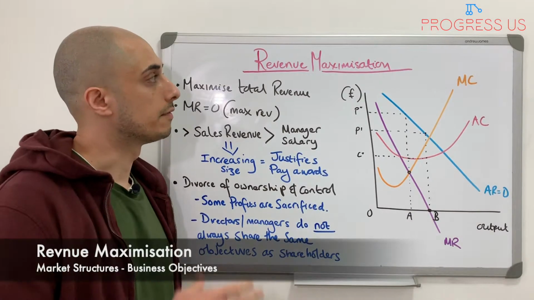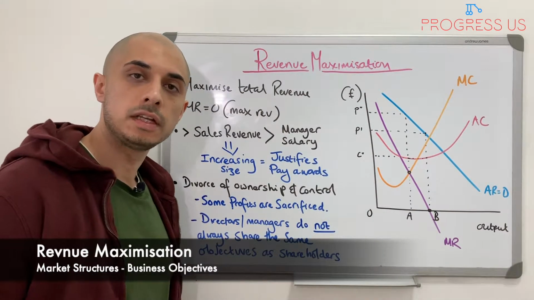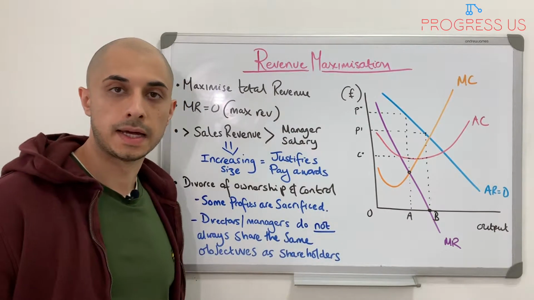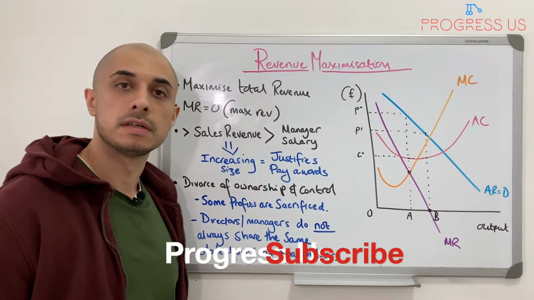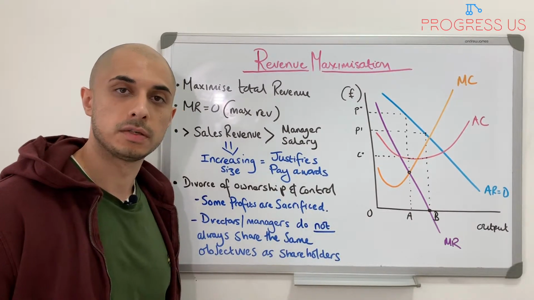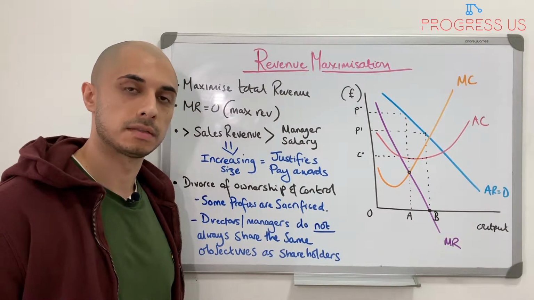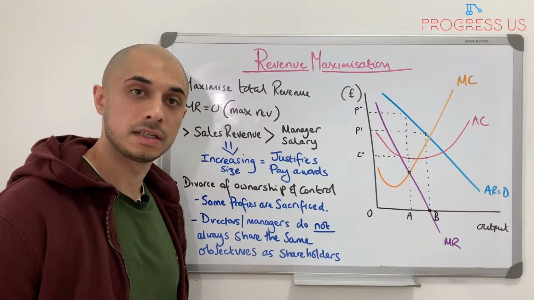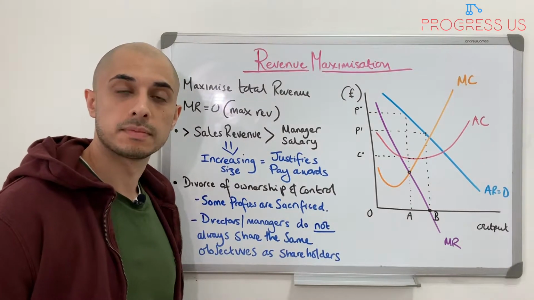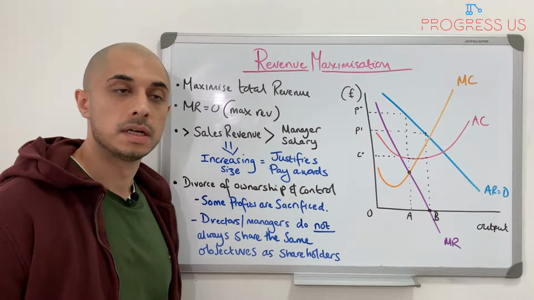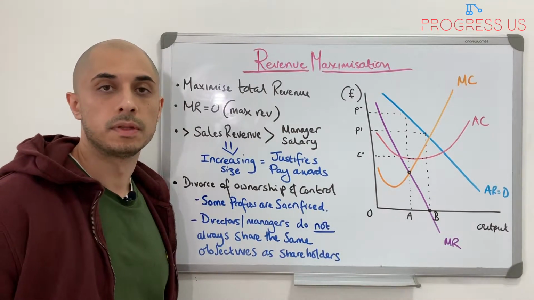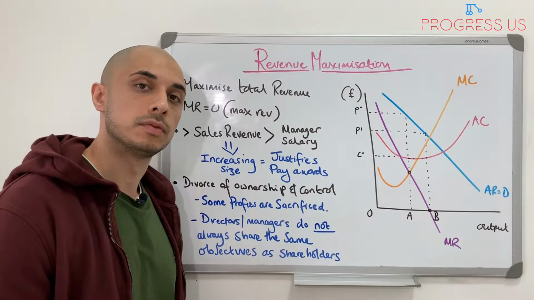Hey guys, we're going to look at revenue maximization today. It's a fairly straightforward business objective, and as you know, there is more than one business objective. As a reminder, apart from revenue maximization, which we're looking at today, there's also profit maximization, profit satisficing, and sales revenue maximization. These are different types of objectives that firms can use depending on the strategies the firm wishes to take forward.